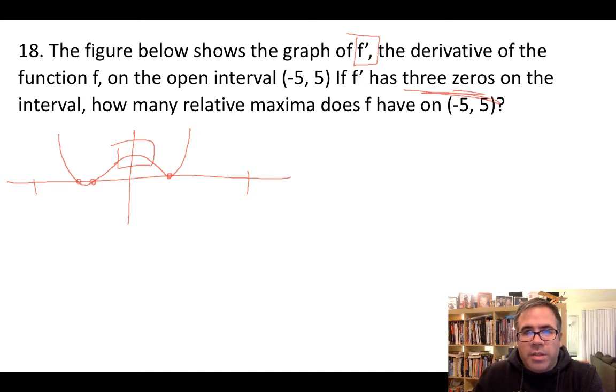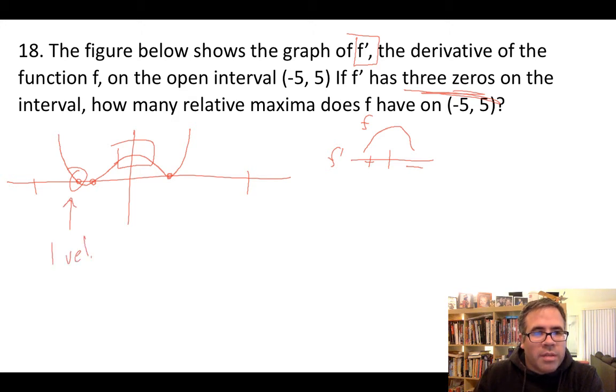If we're looking for the original function, relative maxima are where the function goes from increasing to decreasing. So that means our derivative function, if this is our f prime, has to go from positive to negative. And there is, in this case, one situation where it does that, positive to negative. So in this particular graph, you have one relative maximum.